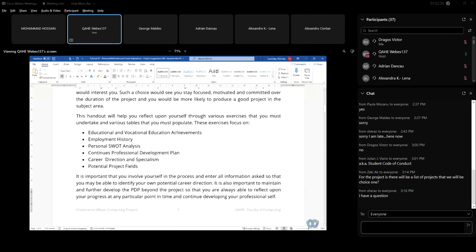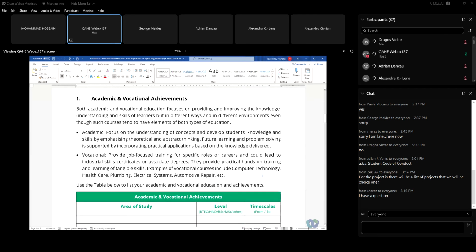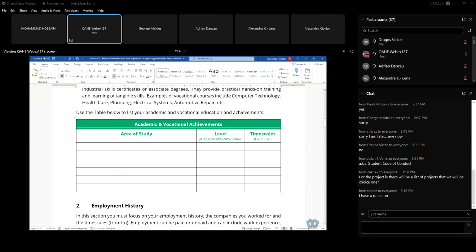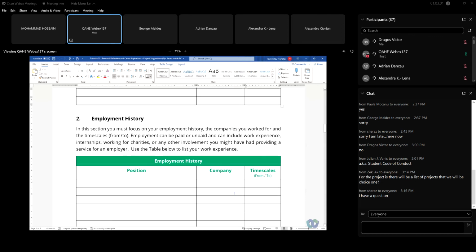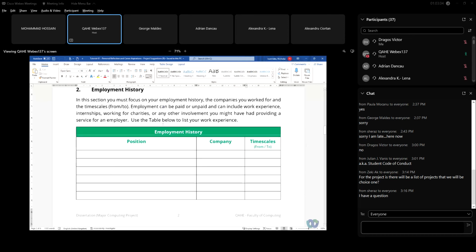So there is a bit of text here, and then the first thing you do is reflect back on your academic and vocational achievements. Currently you're studying for a BSc Computing Technology, and you put when you started and when you hope to complete it. But you also did a CCNA, for example, which is a vocational course, which you did during that period, right? So you put whatever you have academically or vocationally as education. Employment history: you put down whatever position you have held in whatever company and the time scales.